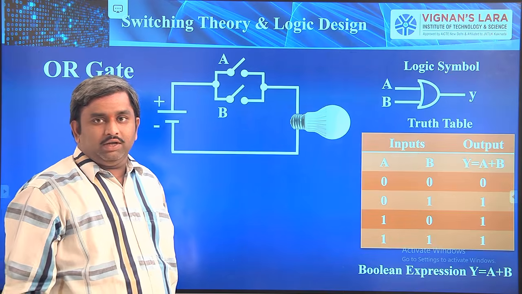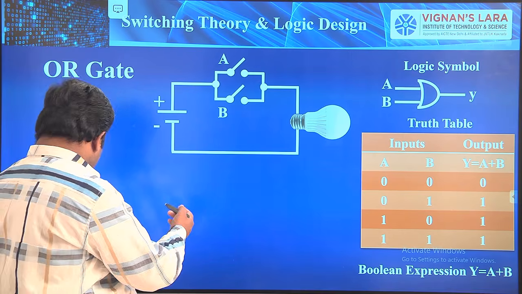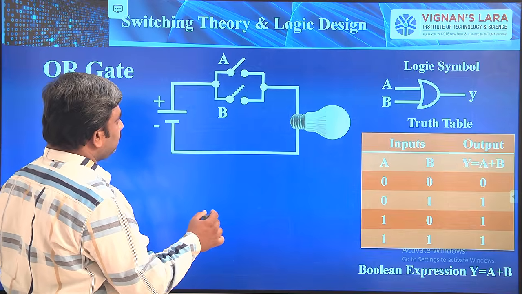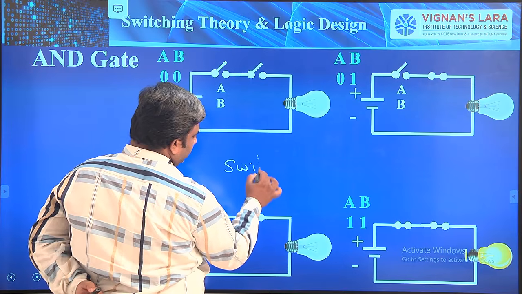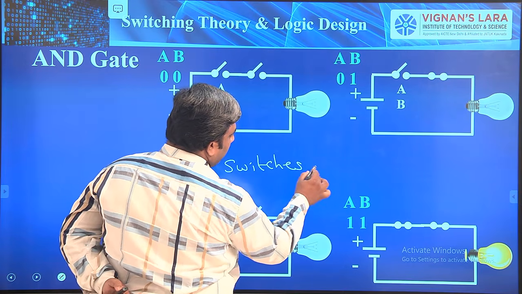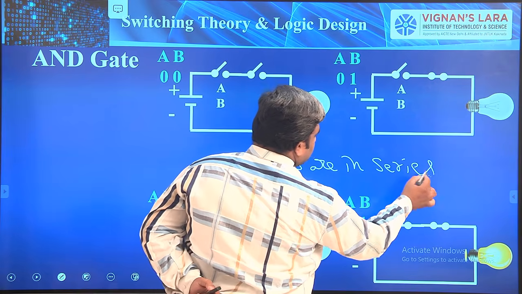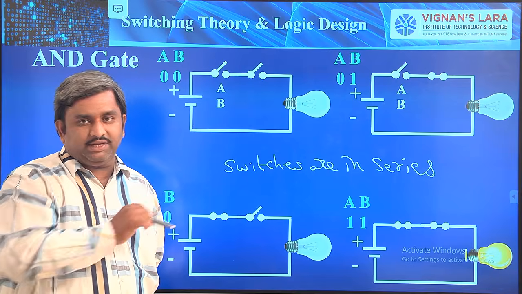So this is the AND gate operation. Next, coming to the OR gate operation. In the previous AND gate operation, the switches are in series. Remember, this is very important: in the AND gate logic, the switches are in series.